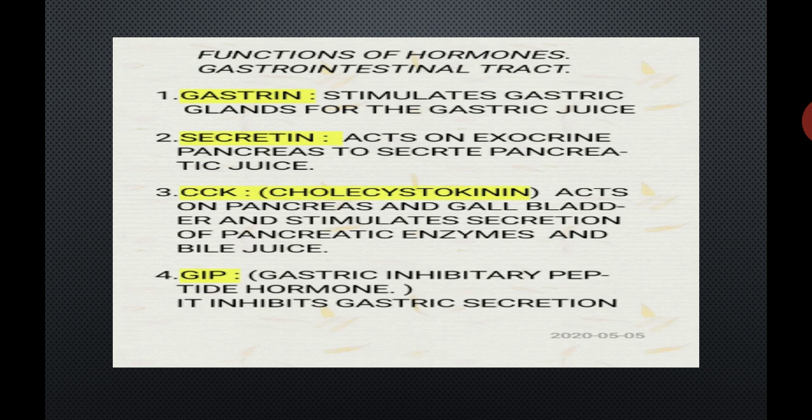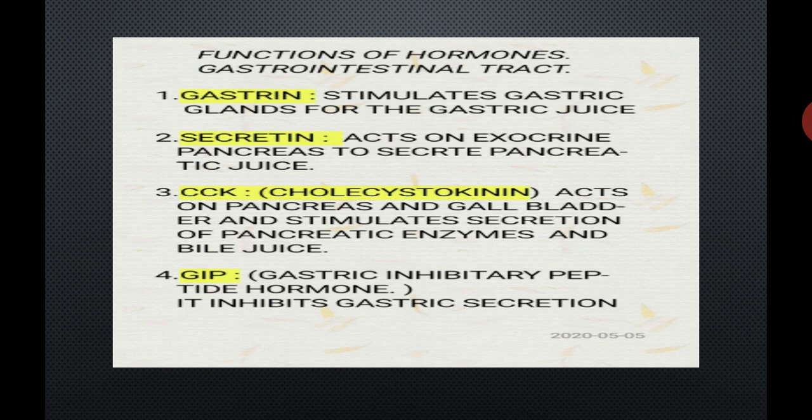Secretin stimulates the exocrine part of the pancreas, and because of that the exocrine part of the pancreas starts secreting pancreatic juice. CCK, the full form of CCK is cholecystokinin. It acts on the pancreas and the gallbladder and stimulates them. Because of that, the pancreas starts secreting pancreatic enzymes and the gallbladder starts secreting bile juice.